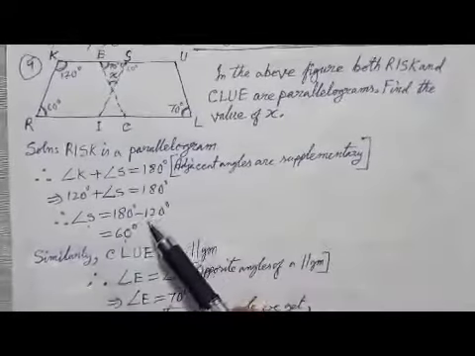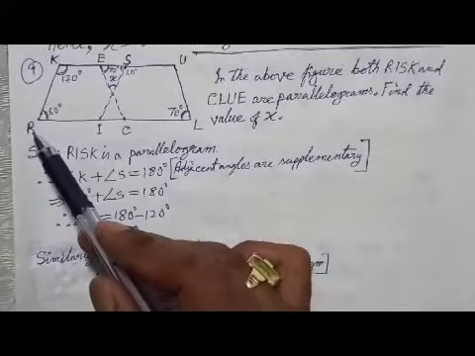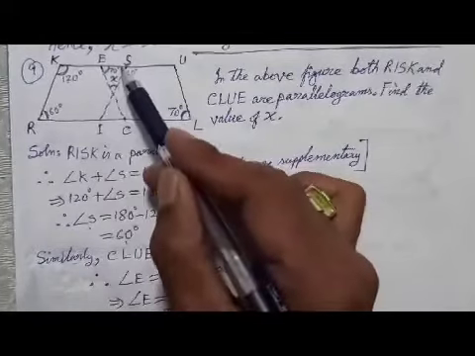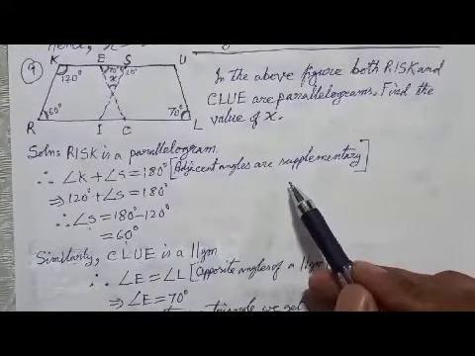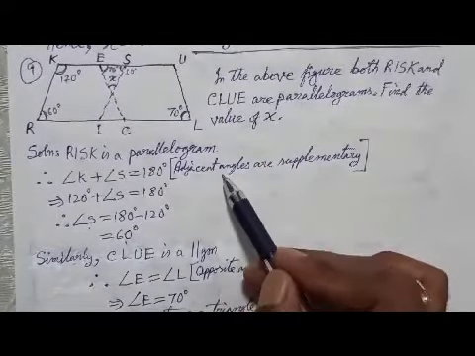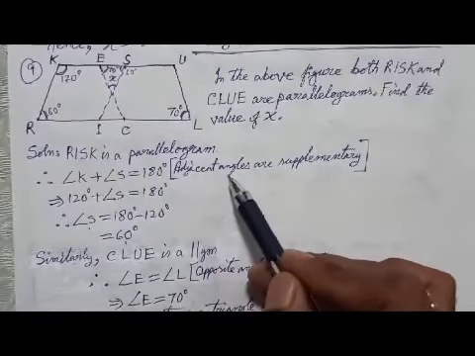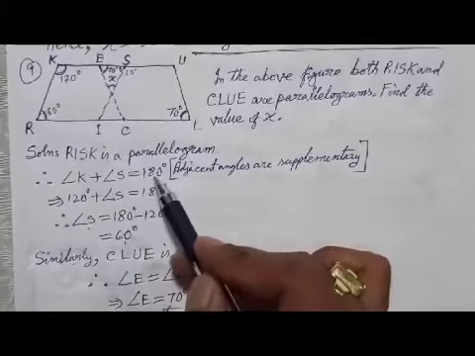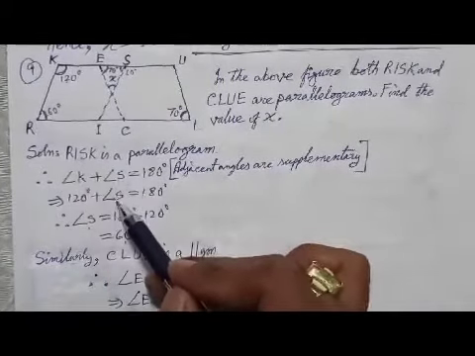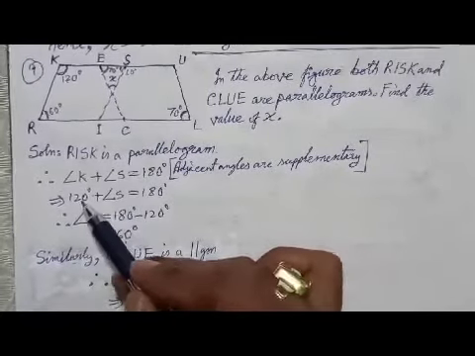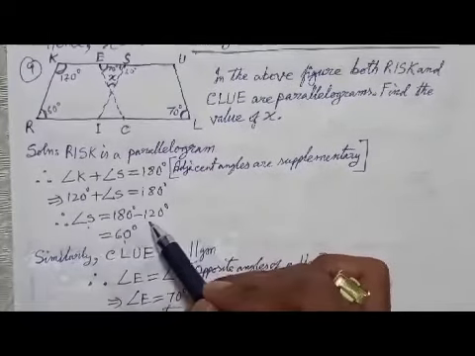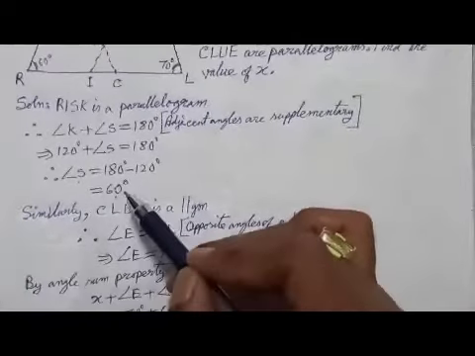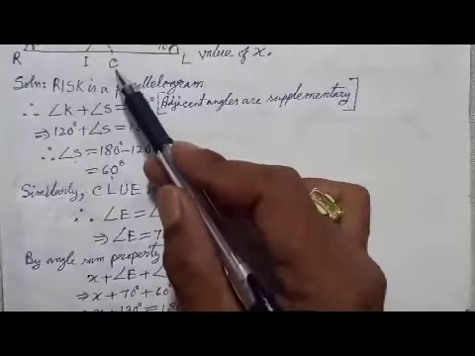Let me repeat this once more. In the parallelogram RISK, angle K and angle S are adjacent angles, so the sum of the adjacent angles must be supplementary. So angle K and angle S are 180 degrees. Angle K is 120, so angle S is equal to 180 minus 120. Transposing 120 to the other side, we subtract 120 from 180 and get 60.